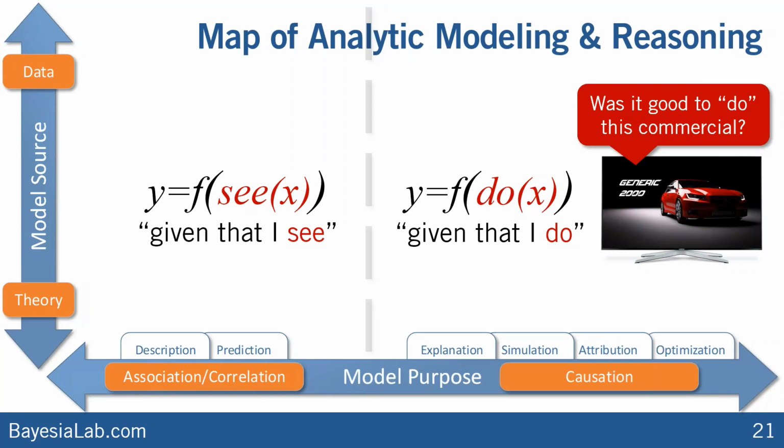So that's the main distinction on this map, left and right, association versus causation. And we need to understand that our ad, our commercial, whether it was a good thing to do, is a causal question. Was it good to do this commercial? So, given what I've just said, which one is it now?